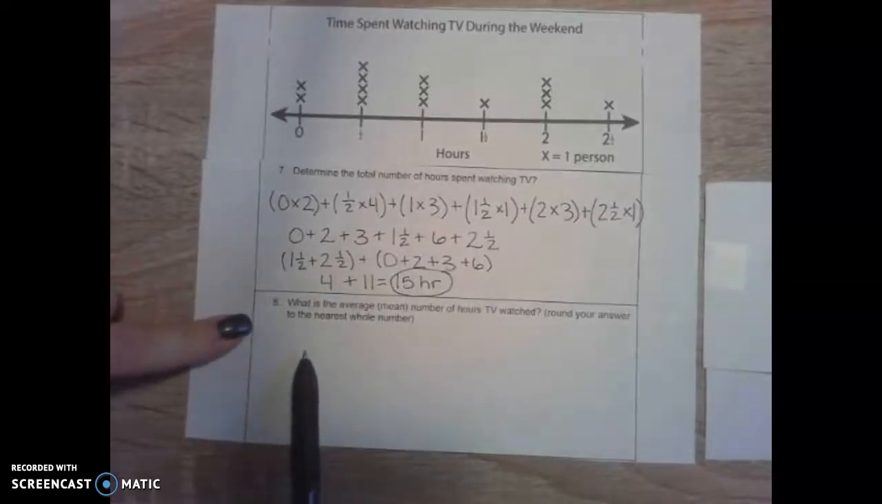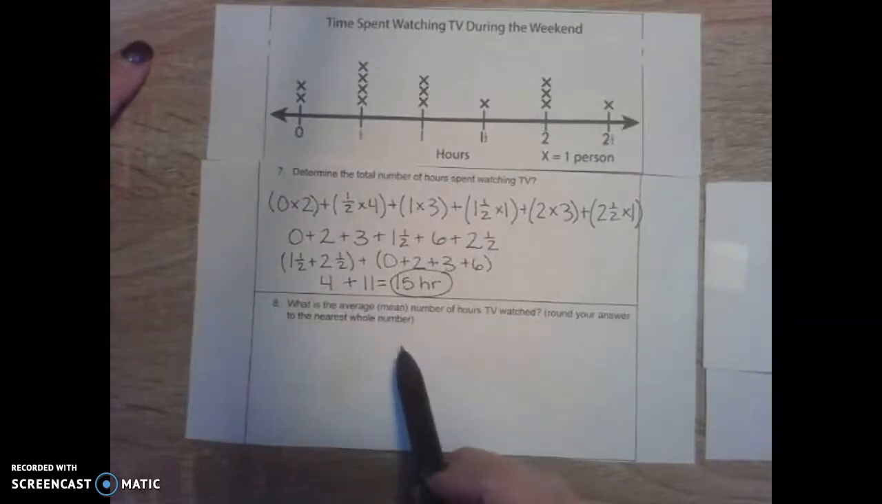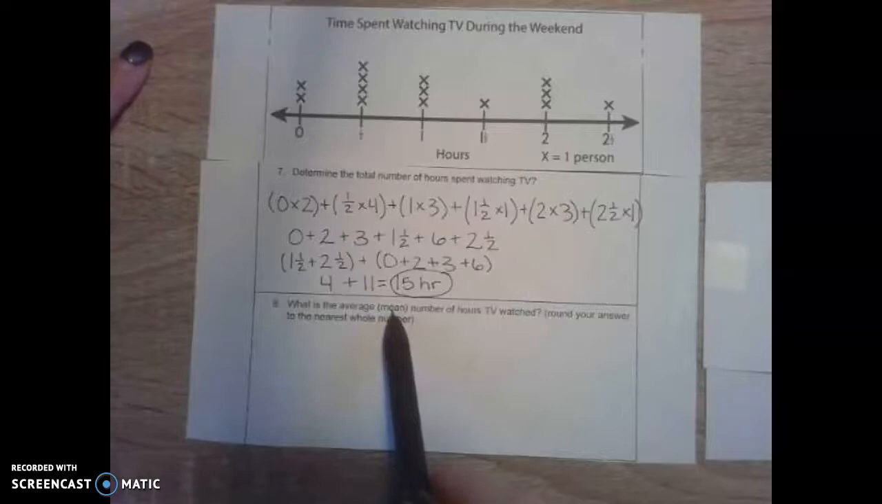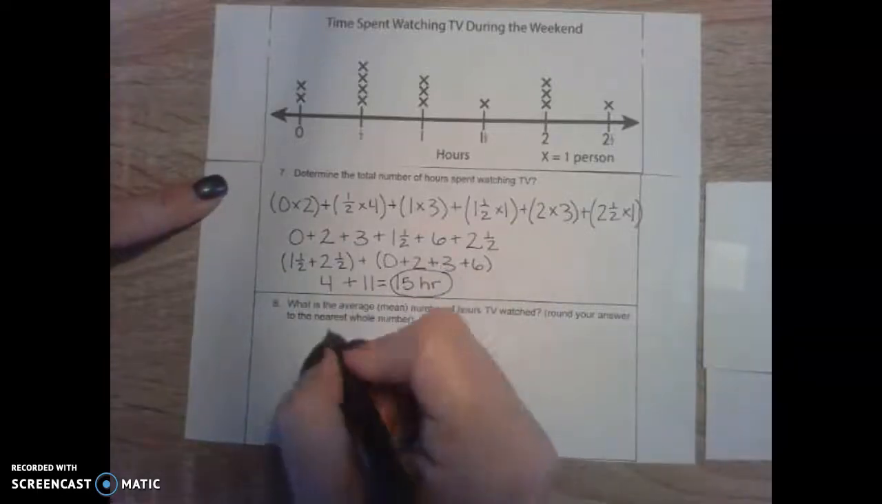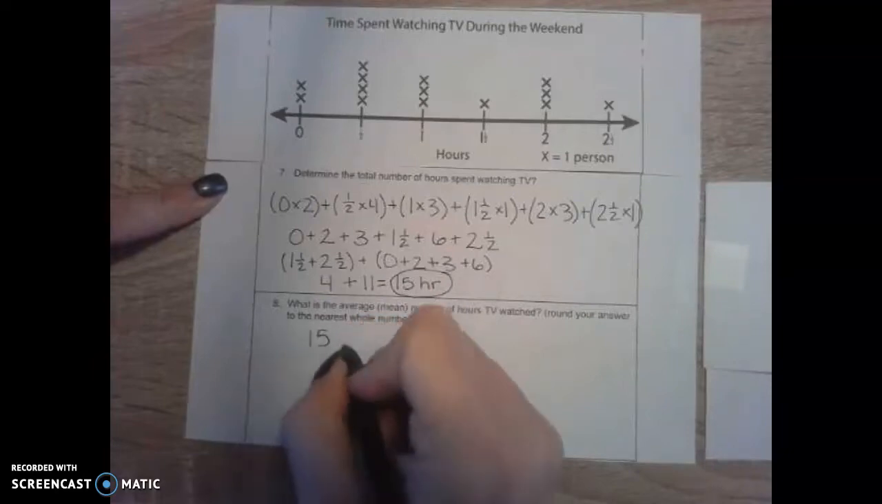Number 8, what is the average or mean number of hours that people watch TV? Round your answer to the nearest whole number. So for this one, I know for the average or the mean, I need to find the total amount spent watching TV. Oh, that's already done in number 7. So I know it's going to be 15 hours.